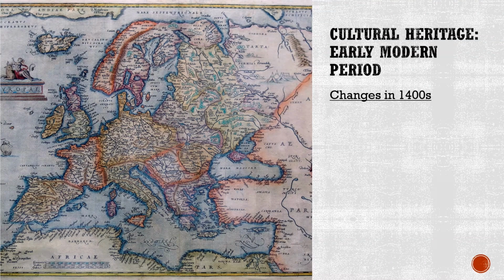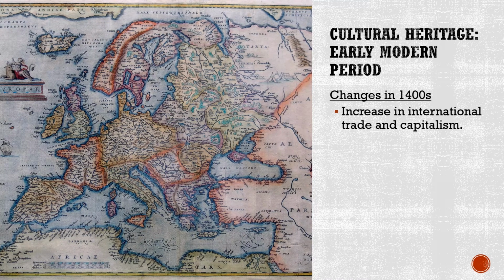So as I indicated, at the end of the Middle Ages in the 1400s, there were a number of changes taking place in Europe, which led to the Age of Discovery. First off, as I've already said, there was an increase in trade and capitalism. So Europe was really waking up economically during that time. And all of the individual countries in Europe were in competition with one another from an economic standpoint and from a military standpoint as well.